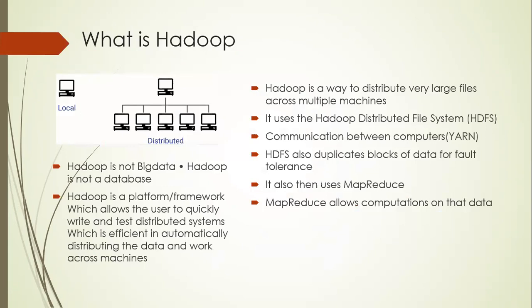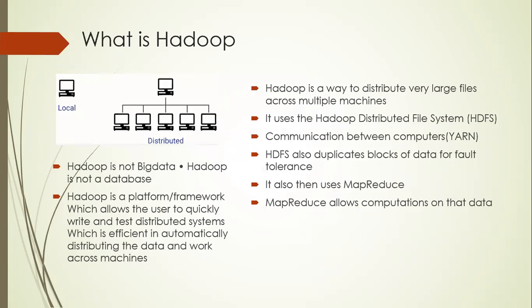If you see in the diagram, in the early days we used to work on a local system, and on a local system you may not be able to do many things. Now we have the distributed system, and Hadoop works in a distributed environment. It's a way to distribute very large files across multiple machines. Hadoop uses HDFS, the Hadoop Distributed File System, and the communication between the systems in Hadoop goes through the resource manager called YARN.